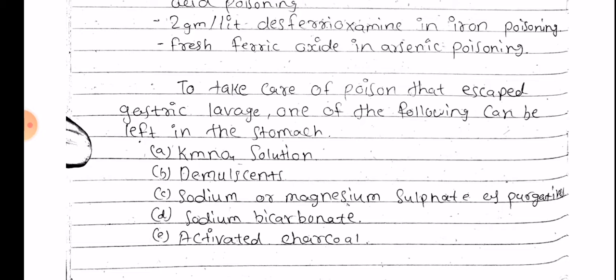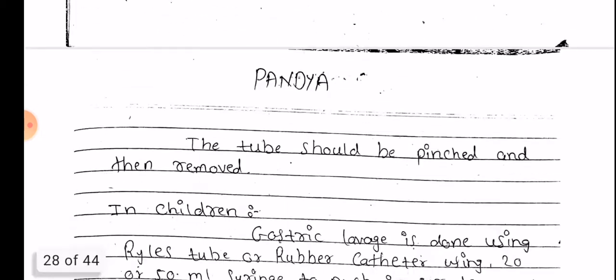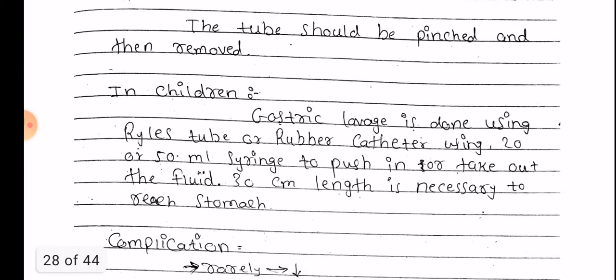To take care of the poisons that escaped gastric lavage, one of the following can be left in the stomach: KMnO4 solution, demulcents, sodium or magnesium sulfate as purgatives, sodium bicarbonate, activated charcoal. The tube should be pinched and then removed.